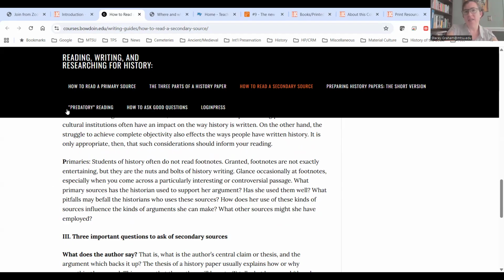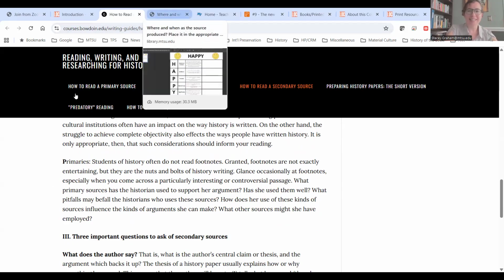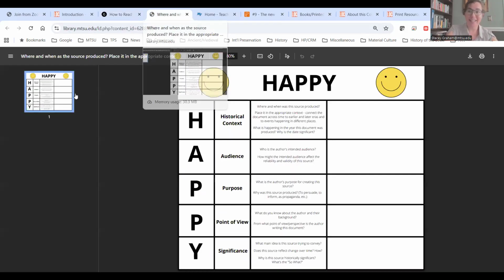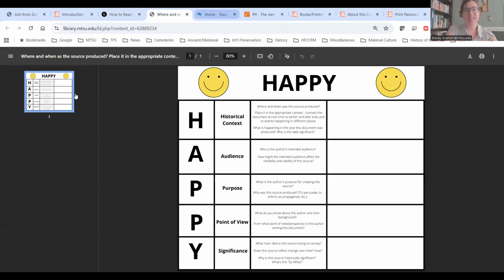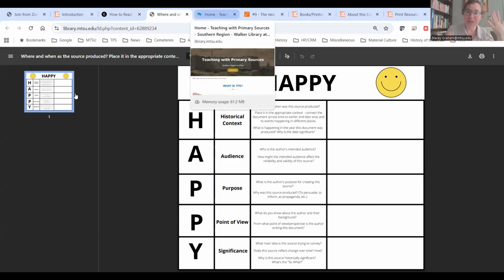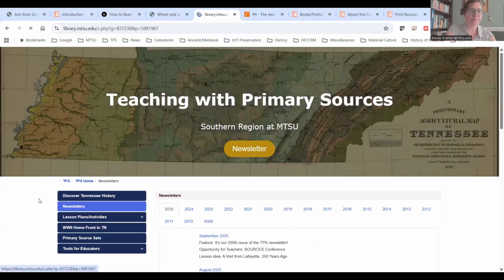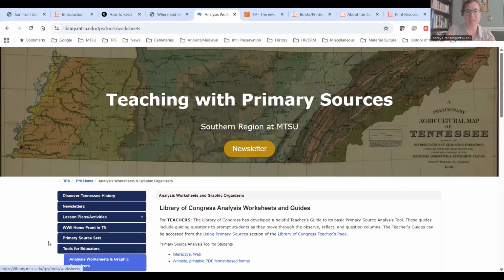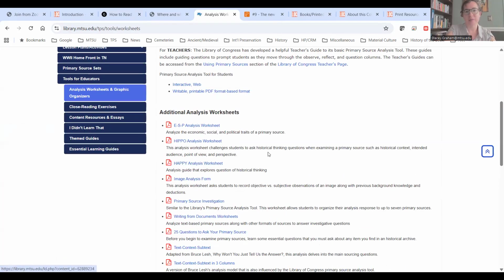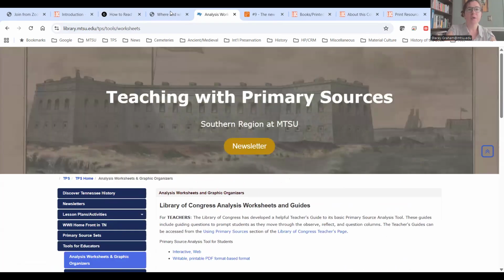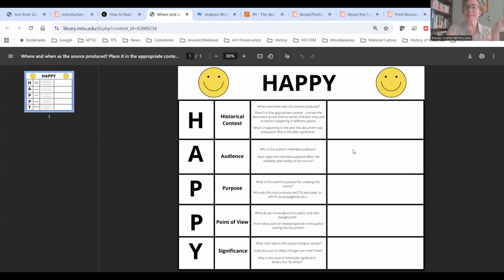But another good way is to treat it like it's a primary source and analyze it that way. So here we have a handy worksheet that you can get from our website. If you go to our Tools for Educators analysis worksheets and guides, it's the third one down under there. So for example, this is another acronym. You can use this for primary sources or secondary sources.